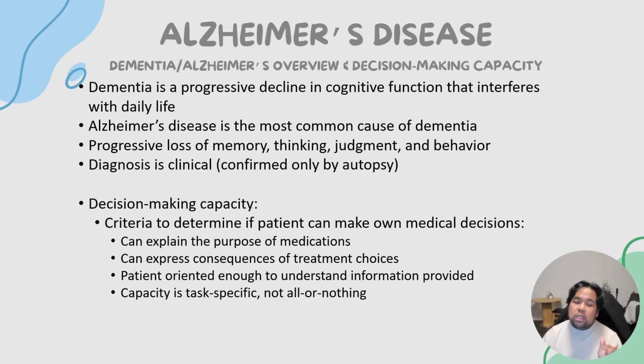Decision-making capacity. I do want to touch on this because it's important for you to know that when they have Alzheimer's or dementia, there are a lot of times when they cannot make decisions for themselves, right? So you need to ask yourself these things: Can they explain the purpose of medications, like why are they taking it? Can they explain the consequences of treatment choices? Are they oriented enough to understand what you are talking about? Also, capacity is task-specific. It's not all or nothing, so you can note which parts they can and cannot do, okay?